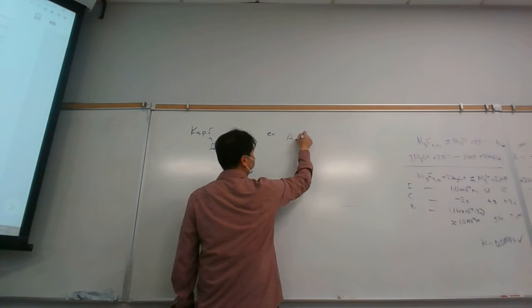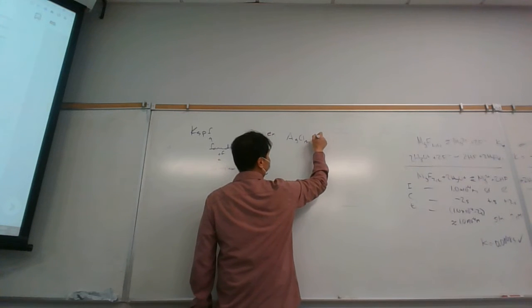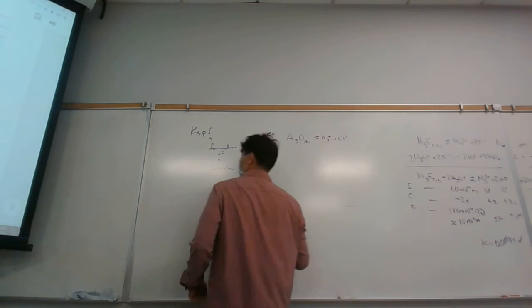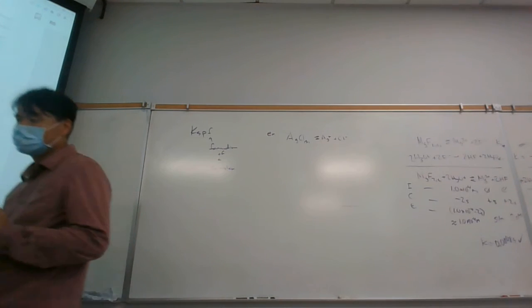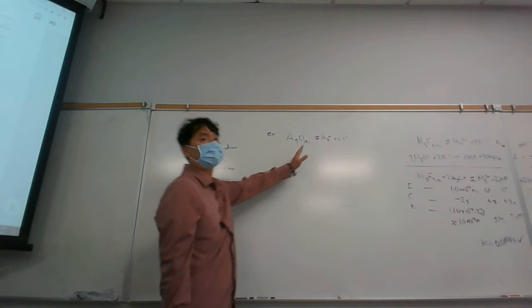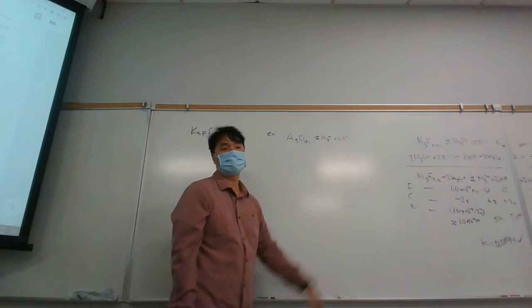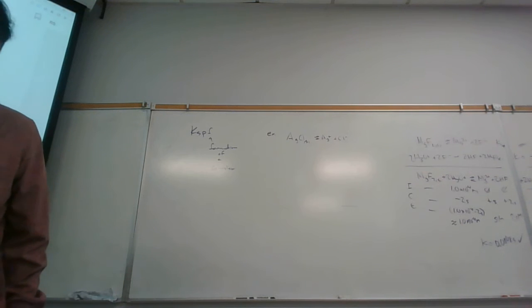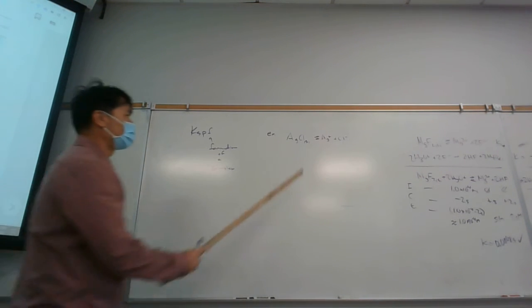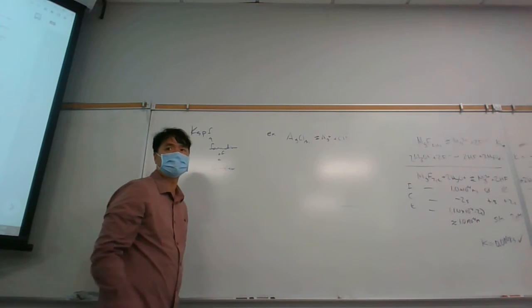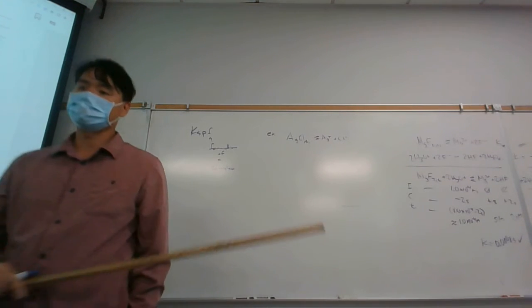Let's say I want to increase the solubility of silver chloride. What are the ways that I can increase the solubility of silver chloride? It would be anything that shifts this to the right. I'm looking to shift this by Le Chatelier's principle to the right. And so what that involves is removing chloride or removing silver ions. If I can remove silver ions or chloride ions, then I can shift this to the right.